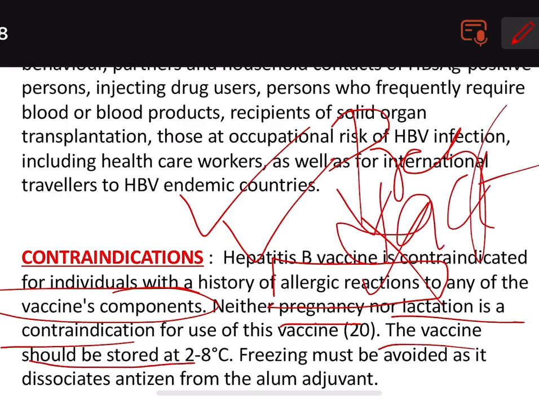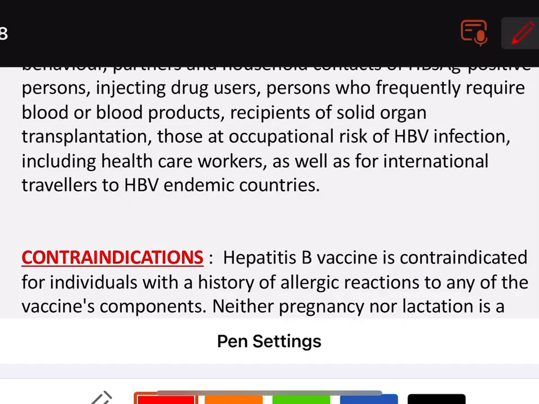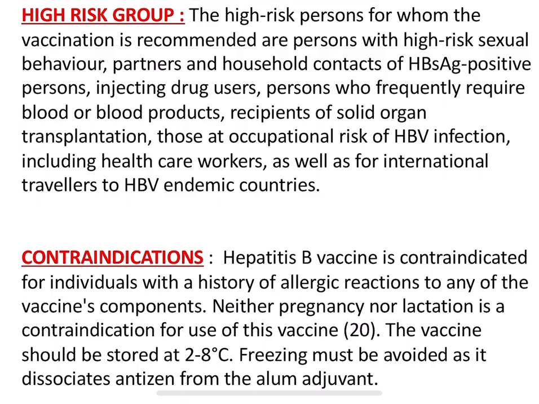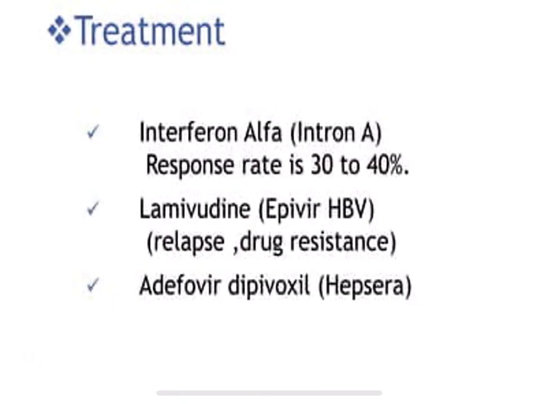The vaccine should be stored at 2 to 8 degrees Celsius. Okay, then freezing must be avoided as it dissociates the antigen from the alum adjuvant. Is it clear? Freezing is not recommended for the vaccine. It is stored at 2 to 8 degrees Celsius.